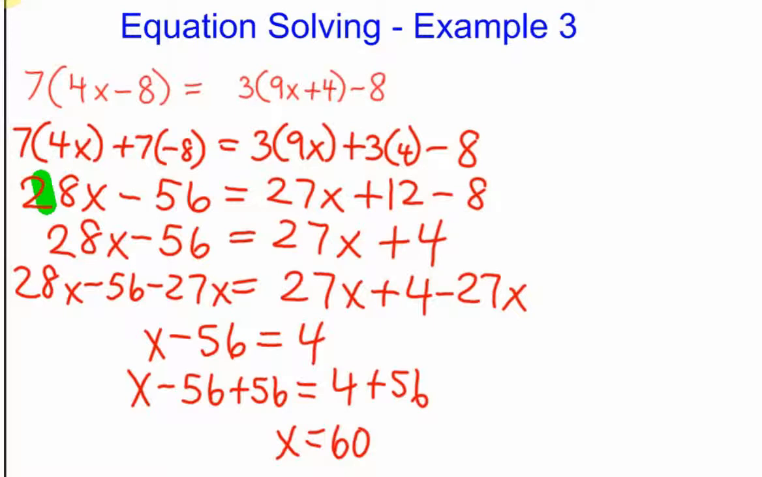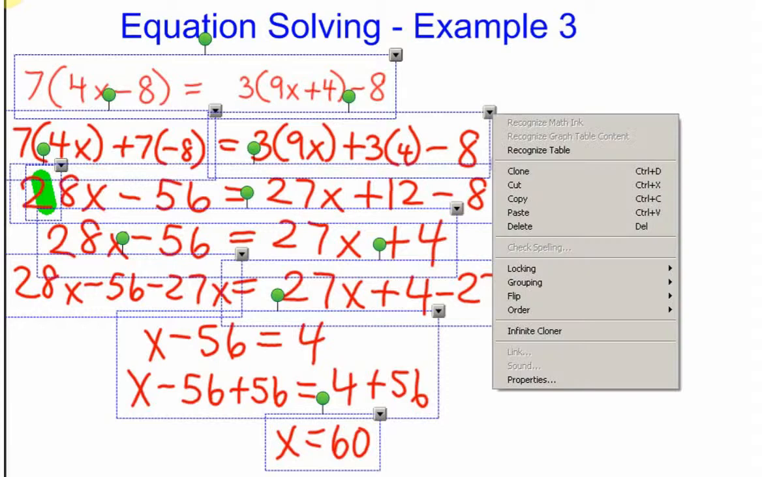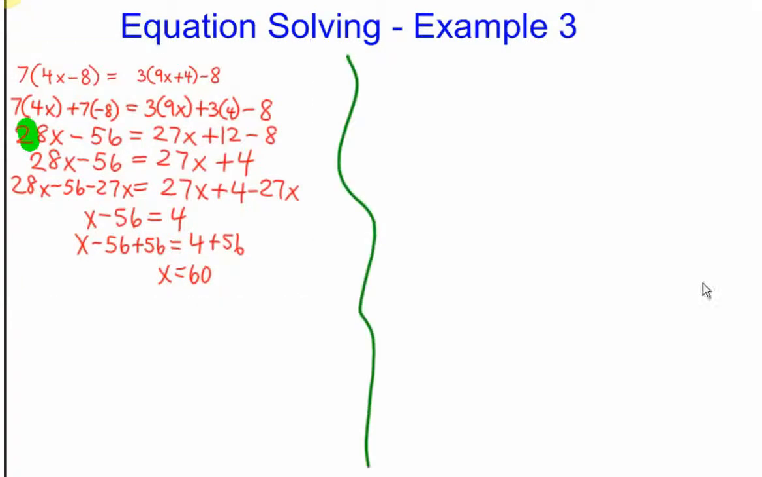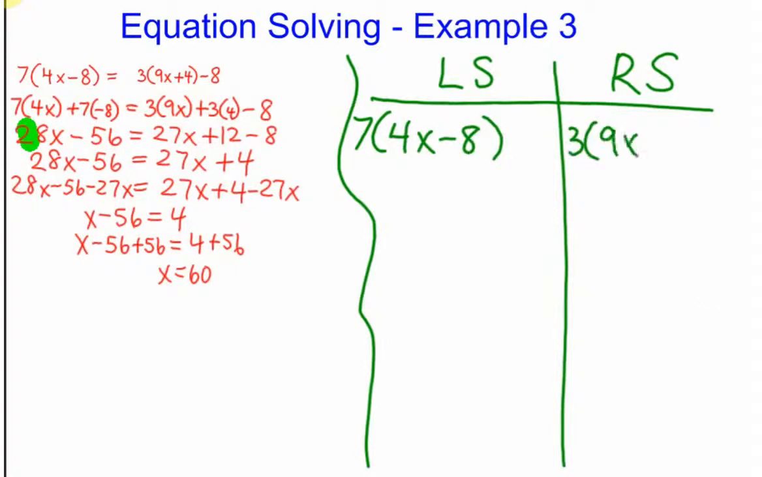Now, just like other equations, I can certainly check this. So just give me a moment. I'm going to shrink that up so I have some room. Let's check. Okay, so left side, right side, checking. So on the left-hand side, I have 7 times (4x minus 8). On the right-hand side, I have 3 times (9x plus 4) minus 8.